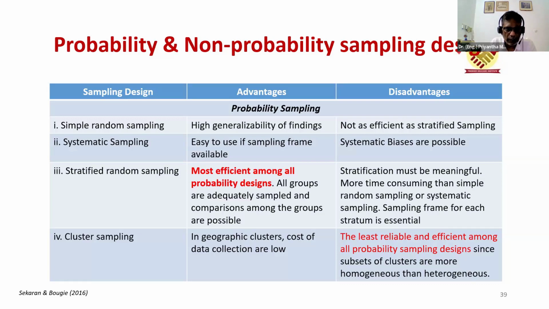So the cluster sampling, I told you, the entire country should be divided into clusters, right? This is the most unreliable method out of all these according to Sekaran and Bougie. Okay, let's go to the next one.